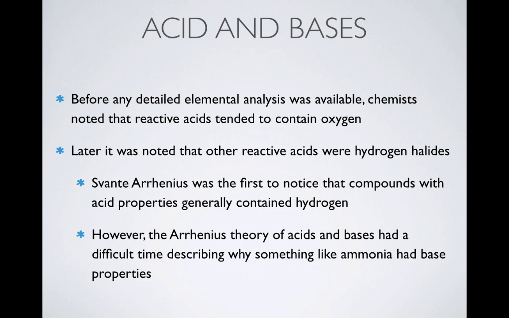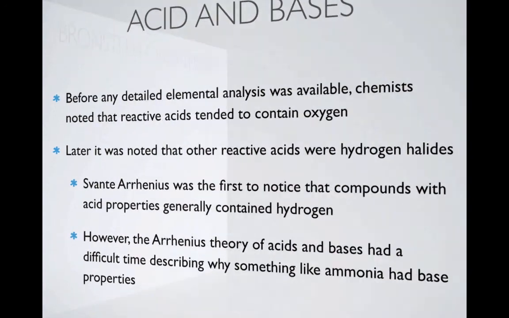However, the Arrhenius theory was not terribly complete, and it had a difficult time describing why a substance like ammonia, NH3, had base properties, since it did not share any characteristics with the other common bases, such as sodium hydroxide, potassium hydroxide, lithium hydroxide. All of those original Arrhenius bases all had metals and hydroxides. Ammonia has none of those, but still has the same base properties.